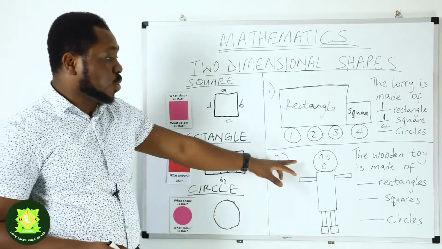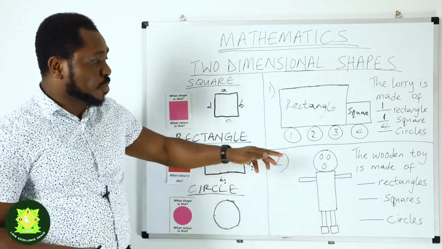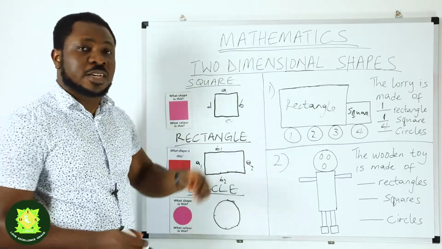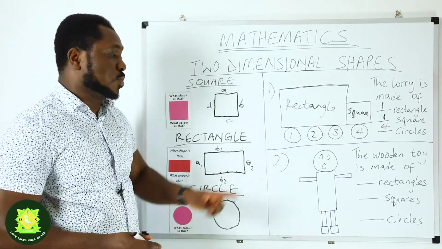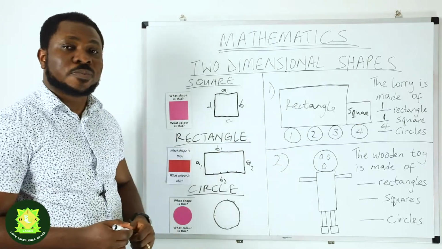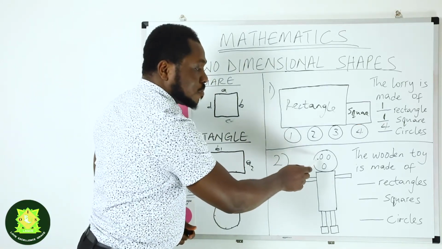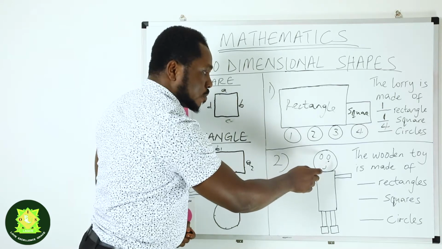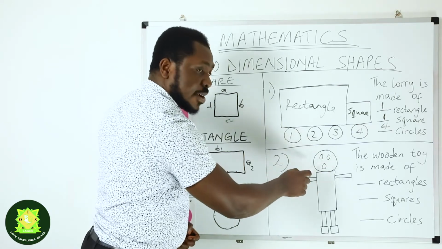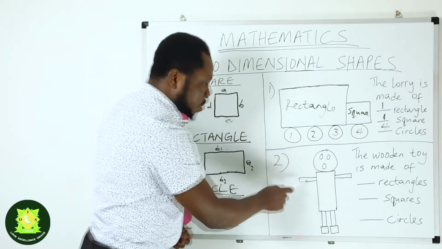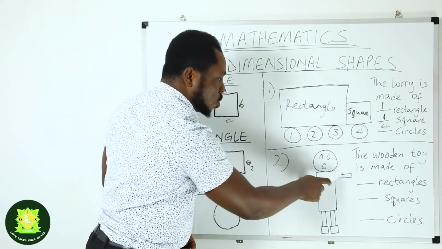Also, let us look at this wooden toy. This wooden toy is made up of circles, squares, and rectangles. So how many rectangles do we have on the wooden toy? Is this a rectangle? No. Is this a rectangle? No. Is this actually a rectangle? No. What about this? Yeah, this looks like a rectangle to me. So we've got 1 rectangle, 2 rectangles.